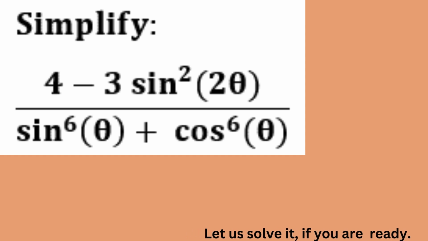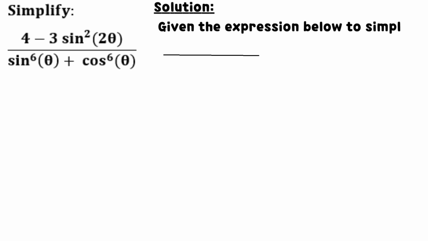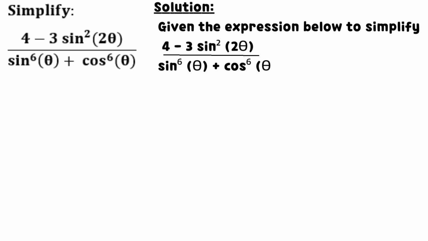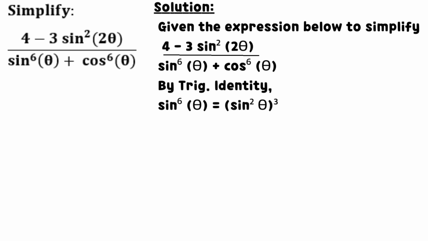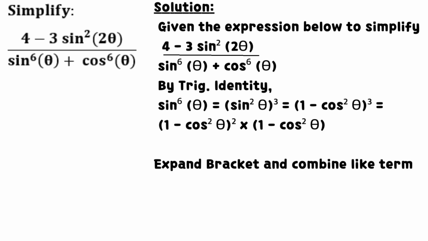Simplify the given trigonometric expression. Given the expression below, to simplify: 4 minus the product of 3 and the square of sine 2 theta, all divided by the sum of sine theta to the power of 6 and cosine theta to the power of 6.